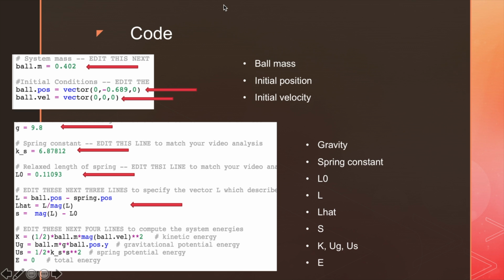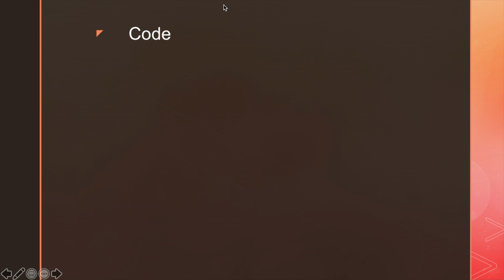Next, I entered all of the energy equations for kinetic, potential gravity, and potential spring energy that we discussed earlier, as well as the total energy E, which is the sum of all of those energies.